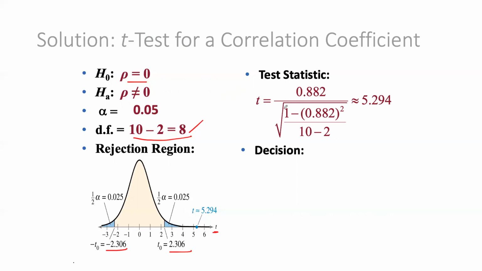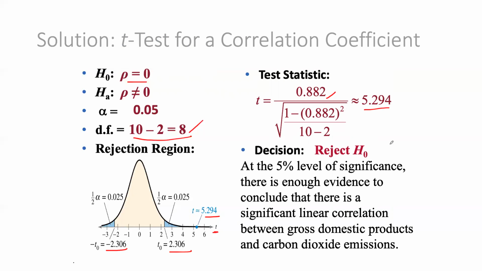Okay, so now we calculate the test statistic. How do we calculate this test statistic? The formula is R over the square root of (1 minus R squared) divided by (n minus 2). R we calculated was 0.882, 1 minus 0.882 squared, divided by n minus 2, 10 minus 2, 8, and this turns out to be 5.294. Once we have this, we want to know whether this test statistic is in the rejection region or not. So 5.294 is squarely within the rejection region. So what is your decision? You reject the null hypothesis. So at the 5% level of significance, you can squarely reject the null hypothesis that there is no significant correlation between GDP and carbon dioxide emissions.